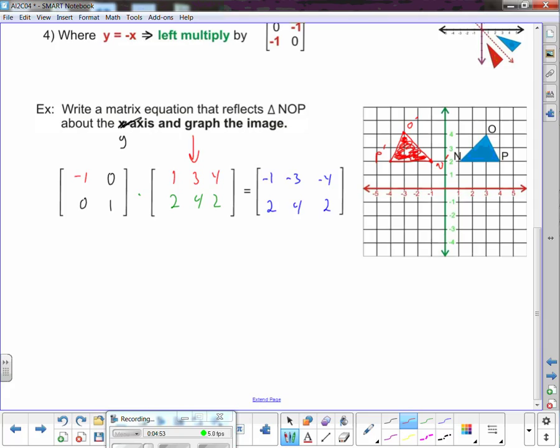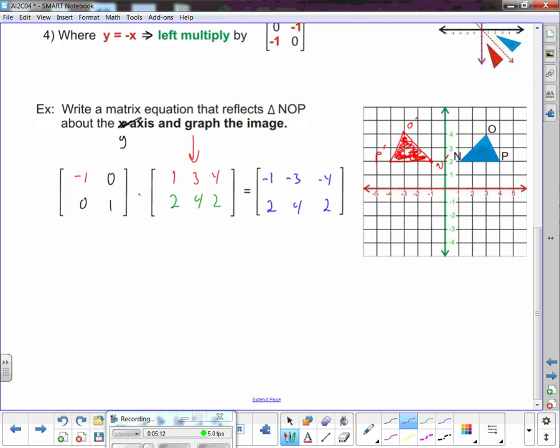So matrix multiplication. And again, it matters what matrix you use to multiply. Why do we say left multiplication? Because matrix multiplication is not commutative, and you couldn't even multiply them if it was the other way around. All right, any questions on that?